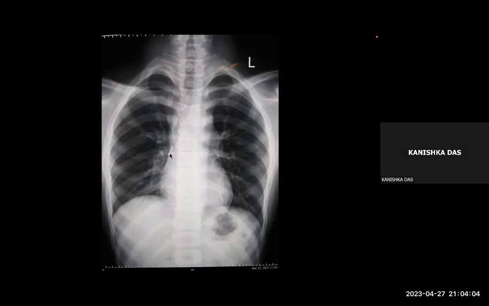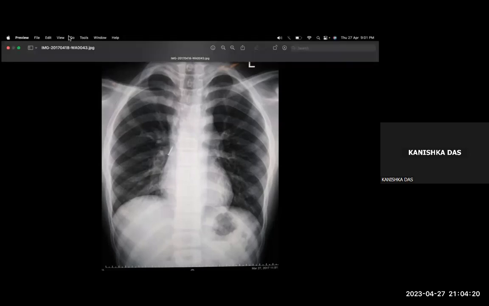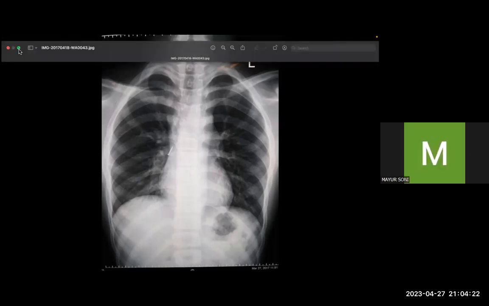Suppose this was a little peripheral. Would you retrieve it out through the airway, through the lung? If it is peripheral, I will go for parenchymal. Yeah, the most accessible superficial point you can take. Okay, right. Good. Yes, sir.